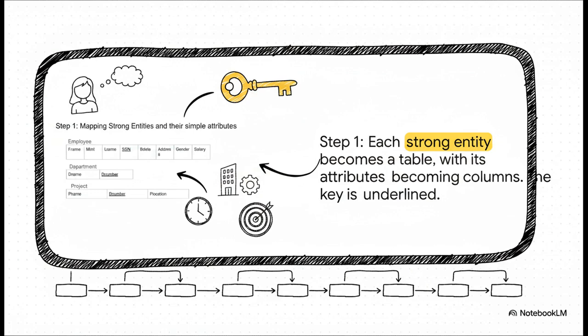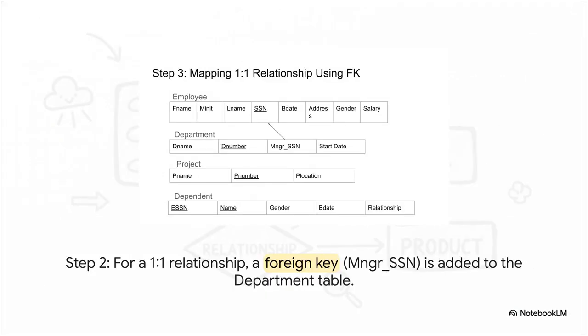It's the main identifier. Okay, step 2, how do we create those relationships? For a one-to-one relationship like manages, we use something called a foreign key. Check this out. We take the primary key from the employee table, the SSN, and we add it as a new column over in the department table. We'll call it MGR_SSN. That column now acts like a pointer, linking a department directly back to its one specific manager in the employee table.